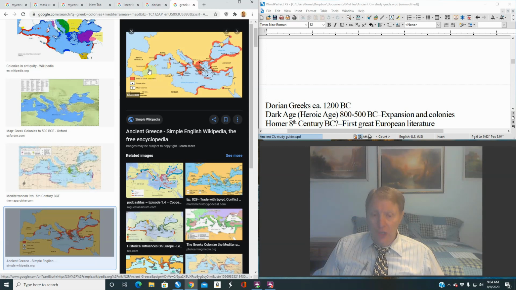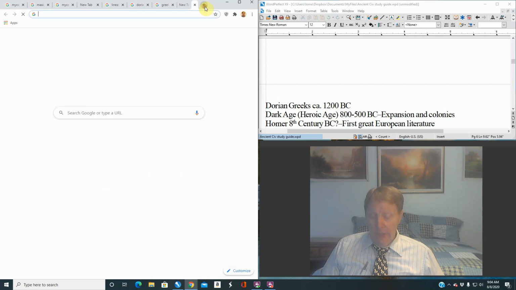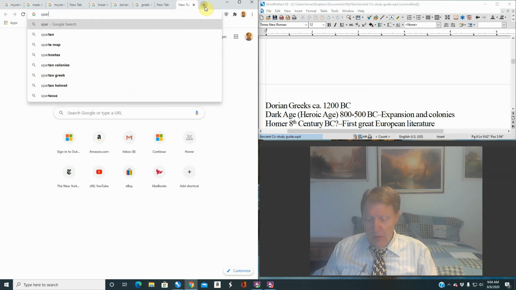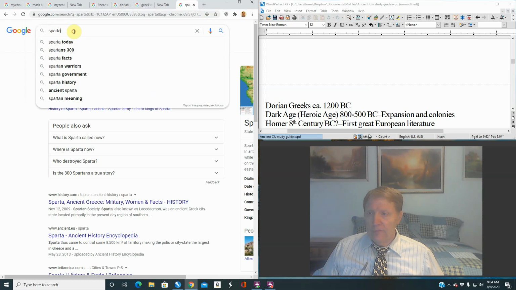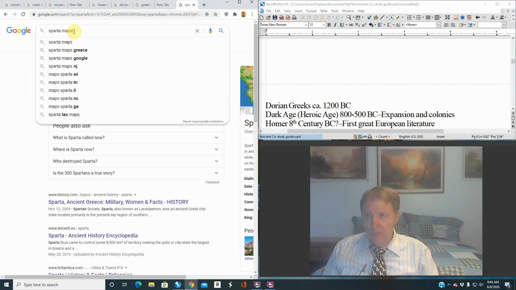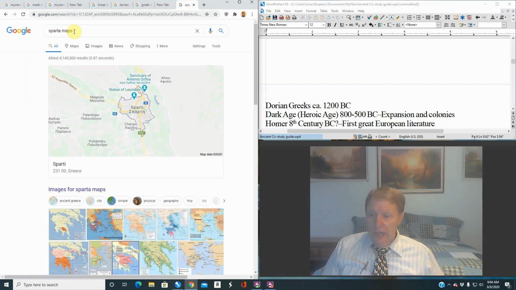Now, this is the choice made by Athens and other city-states to expand. What the Spartans do is they just simply conquer the areas next to them.